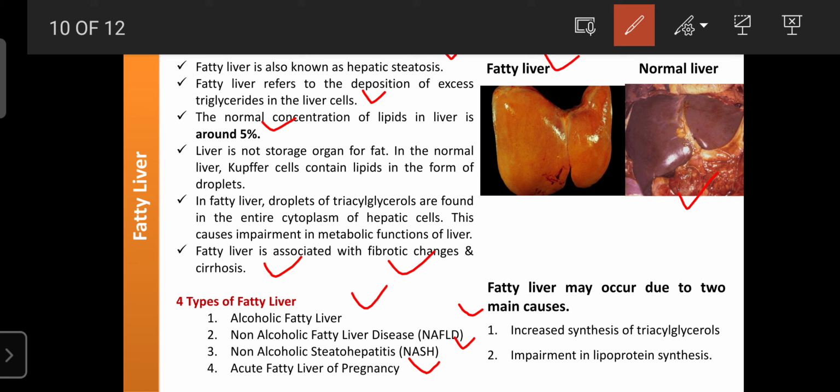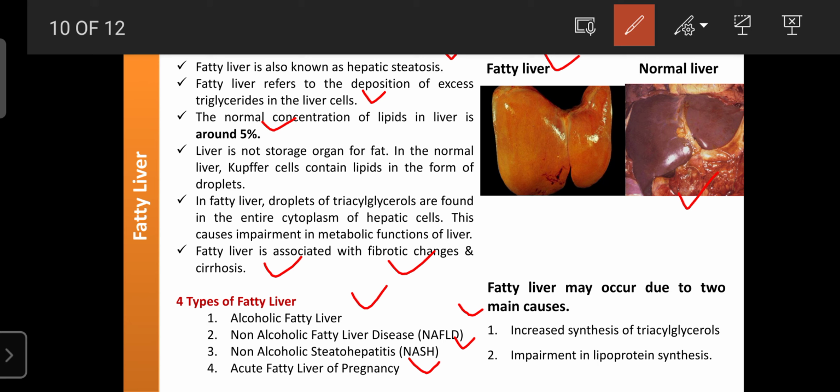And diabetes mellitus is also responsible for causing fatty liver, because the excess glucose is converted into triglycerides or fatty acids. Then more fat can be deposited in the liver, which is also responsible for fatty liver due to diabetes mellitus and uncontrolled blood sugar level. Another reason for the increased synthesis of triglyceride is starvation, alcoholism, or high fat diet intake. Those are responsible for increasing the synthesis of triglycerides.